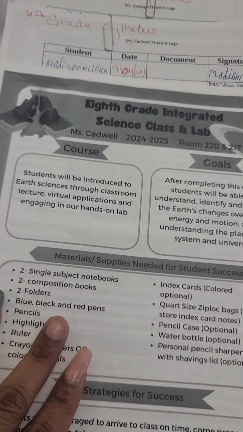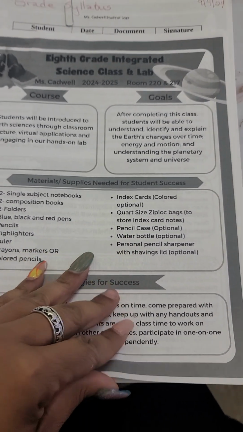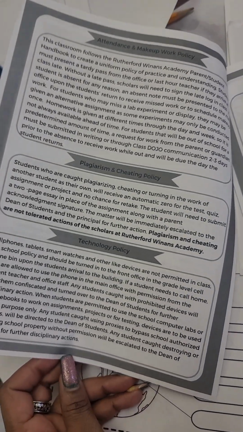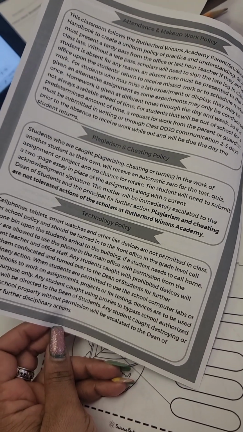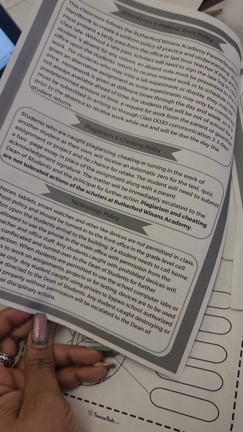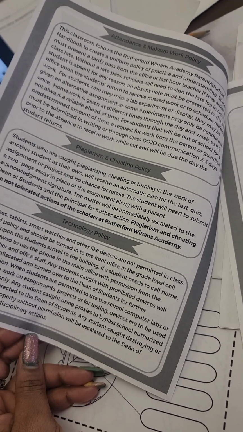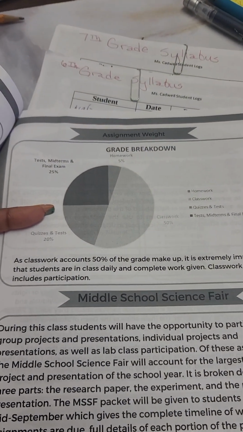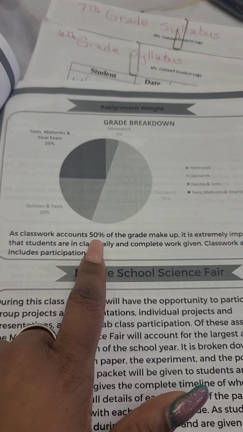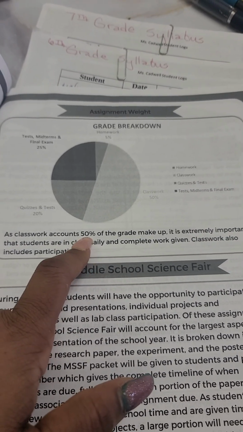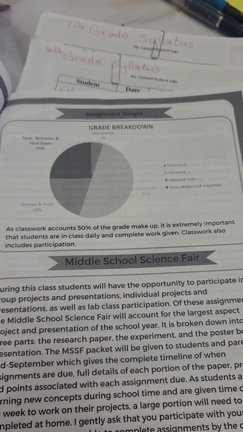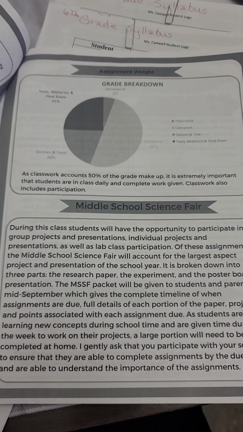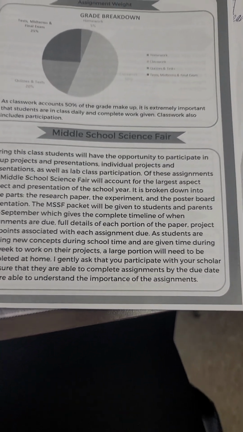I have my 6th and 7th grade syllabi as well. Strategies for success. I know it seems a little bit lengthy, but this is really for parents, for you to keep kind of hanging on the refrigerator or wherever is best for you to go back and check. I have information about my attendance and makeup policy, plagiarism and cheating, technology, how our assignments are weighted. And I made sure to put a special note that classwork accounts for 50% of the grade makeup. So it is very important that your student is here in class as much as possible in order to retain and grasp as much information as possible.